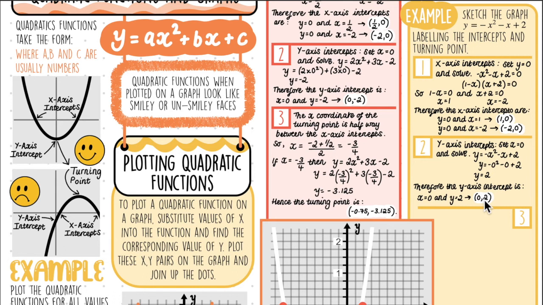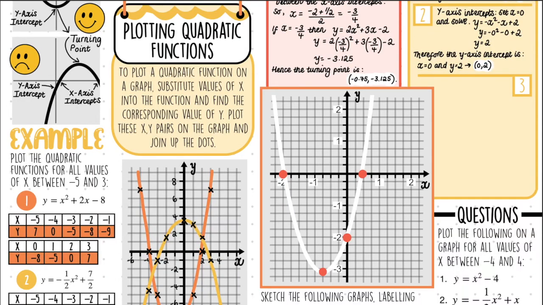Now the last thing to do is to find the turning point. So to find out the turning point, we need to use a bit of knowledge of what we know a quadratic function looks like when it's plotted on a graph. Well, what did I say? Quadratic functions look like symmetrical smiley or unsmiley faces. They also look like symmetrical U-shapes.